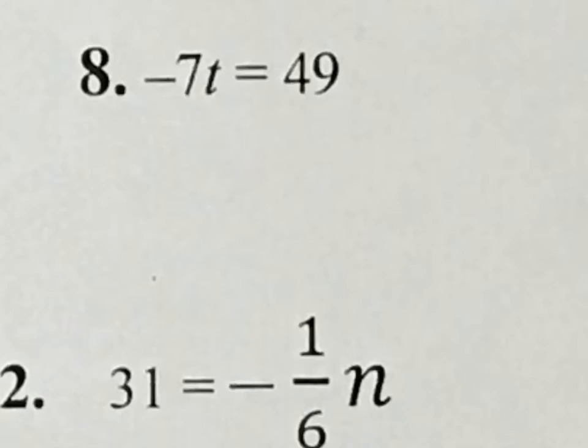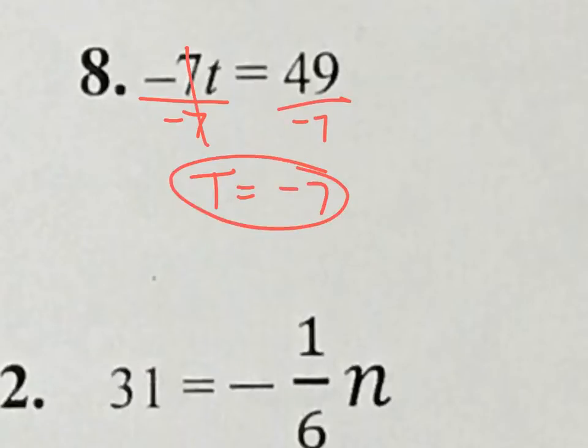Moving on. So I want to get t by itself on the left side of the equal sign. So I need to get rid of this -7, Adrian. How do I get rid of that -7? It's really -7 times t, so I need to do the opposite of multiplying, which is dividing by -7. That'll cancel out. What I do to one side, I do to the other. T equals -7. Because 49 divided by -7 is -7.